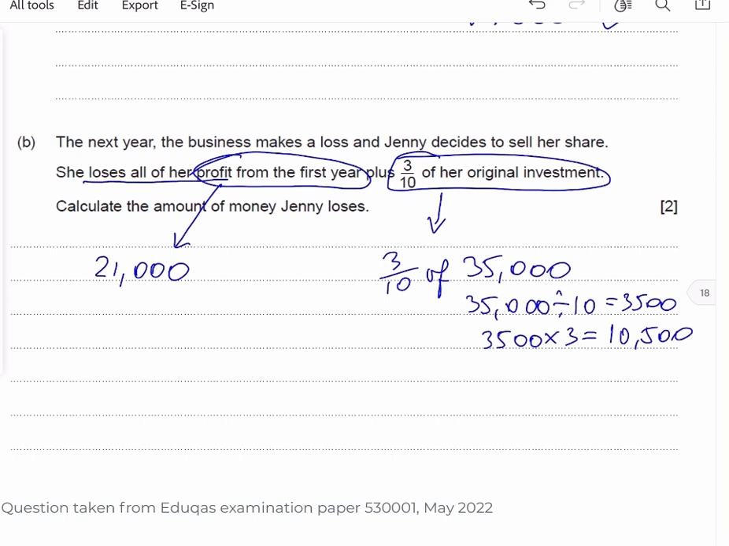Add them together. We need to find the loss from both and add them together, and that will give you 31,000. And that should be 500 there, 10,500. So 31,500.